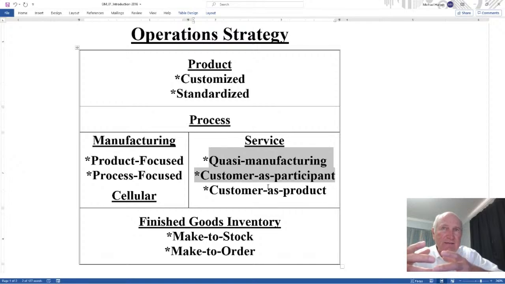Now there's all different types of flow and requirements, and so these are just two. Quasi-manufacturing, you have routine tasks. Customer as participant, you have engagement with the customer, or engagement that's very well done by the server. If you've ever worked in retail, you know what I'm talking about. Sometimes it's very difficult understanding what people mean, what they say.